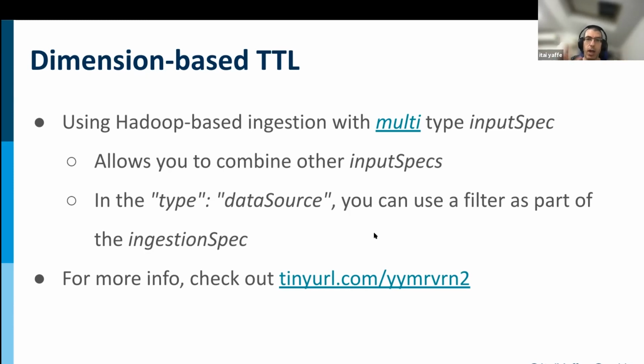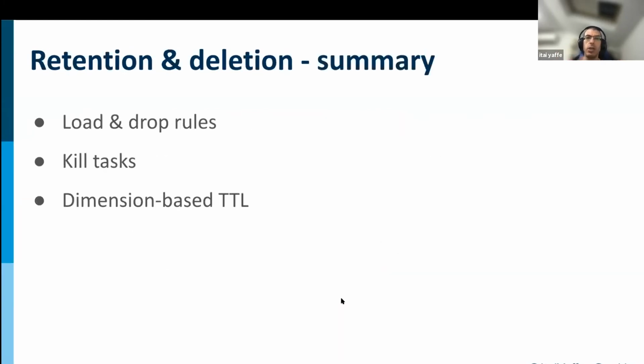I know it was a very high-level explanation, but my colleague and I wrote a deep dive blog post about it, and you can check it out in this link. So to summarize the retention deletion section, we talked about load and drop rules. We talked about kill task as a way to permanently delete data. And we talked about the cool dimension-based TTL trick.